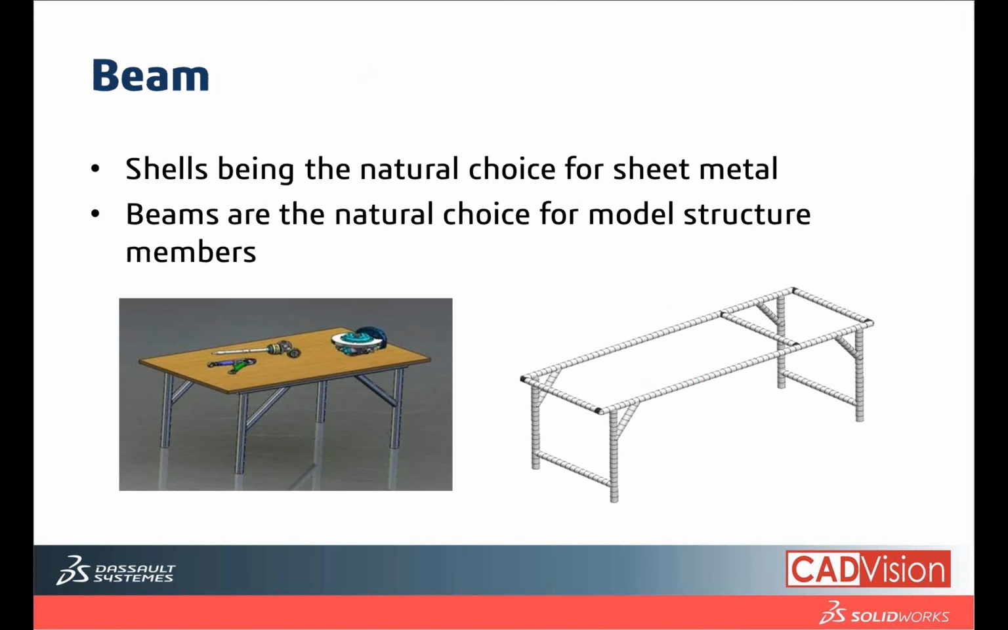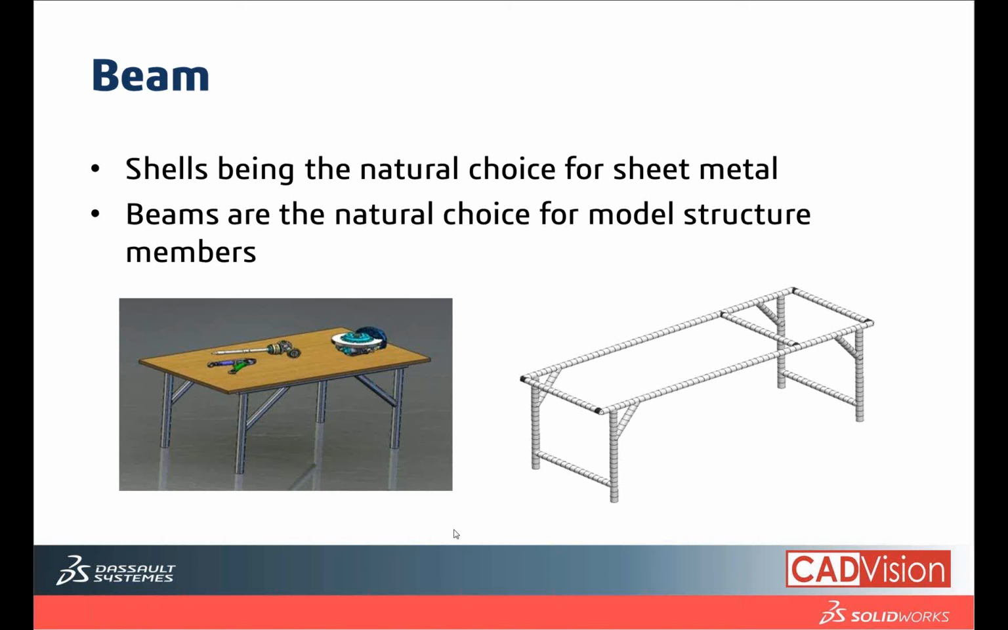Then here come the beam elements. Same as with sheet metals: when you are doing analysis for sheet metals, shell elements will be the natural choice, or should I say the default choice for the analysis. As for weldments, if you are using weldment models, the default choice for the elements is the beam element.